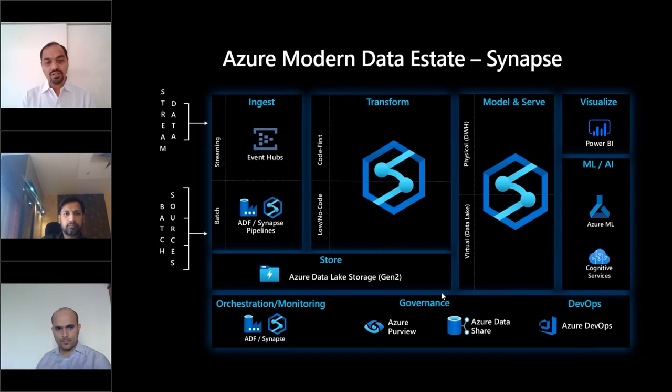In the monitoring part, we have Azure Purview and Azure DevOps, which helps you do the development. And for streaming and batch processing, like we have seen with Qlik, there are also components available from Azure, like Event Hub and Azure Data Factory, which can also be used. So how does this all come together in Synapse?